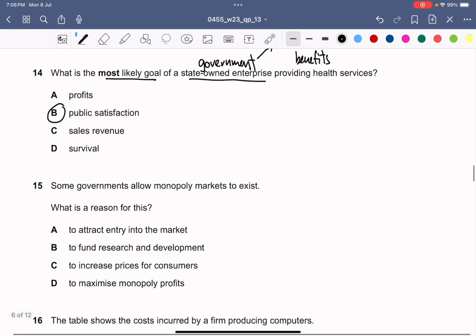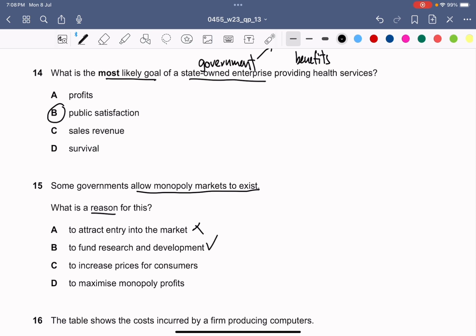Question 15. Some governments allow monopoly markets to exist. What is a reason for this? Okay. A. To attract entry into the market. No. Because monopoly usually sets high barriers to entry for competitors to enter the market. And B. To fund research and development. Yes. Because monopoly holds all the market share and it's usually a big company. So they have the resources and capital to do research and development. And oftentimes private firms do it more efficiently, so government does not need to spend money to do this. Yeah, so this one is correct.